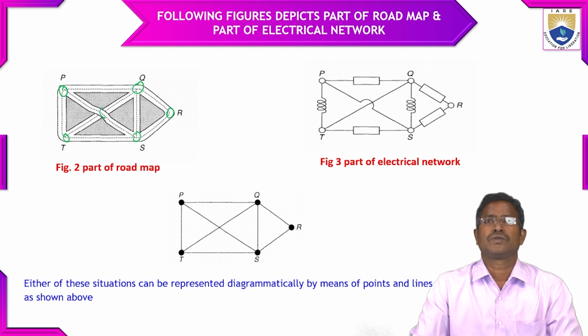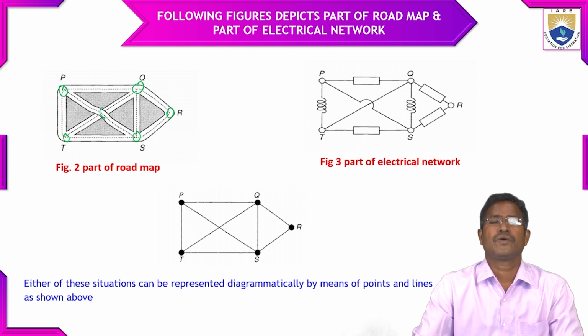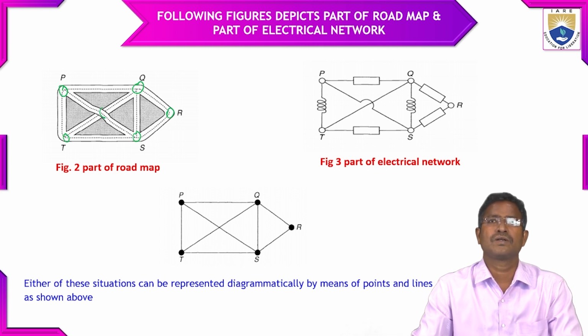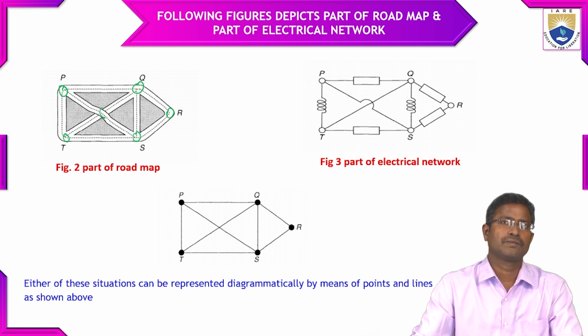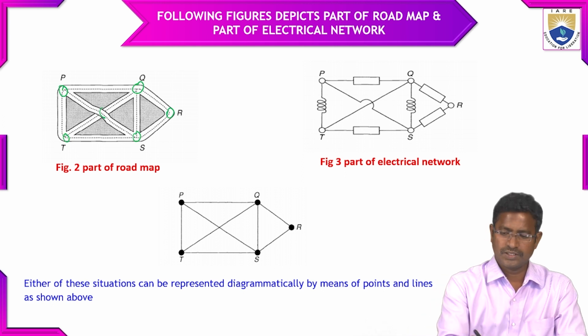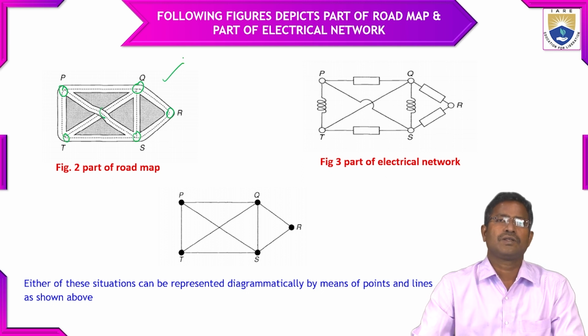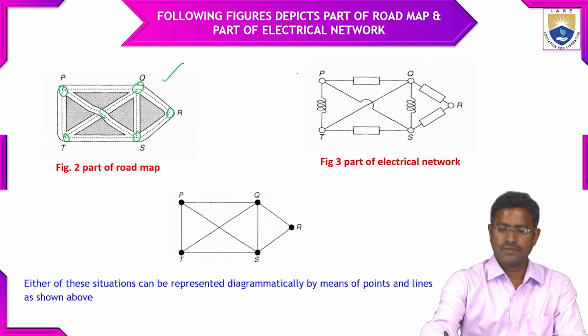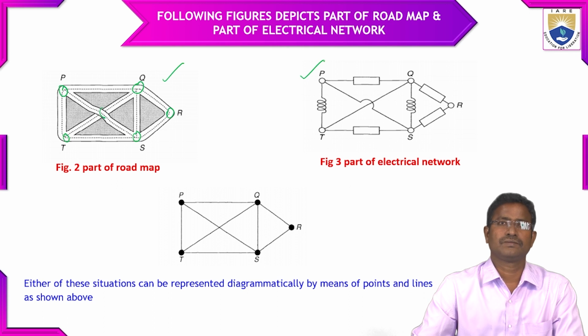So we have a road from point P to Q and Q to R and R to S and S to T and T to P, right? And we have another road from P to S as well as Q to T. The same thing can be represented. This is a geometric representation. From an electrical point of view, you can represent it like this.